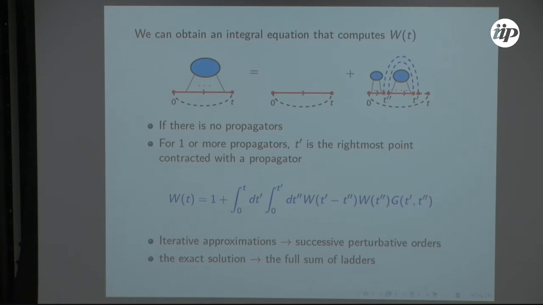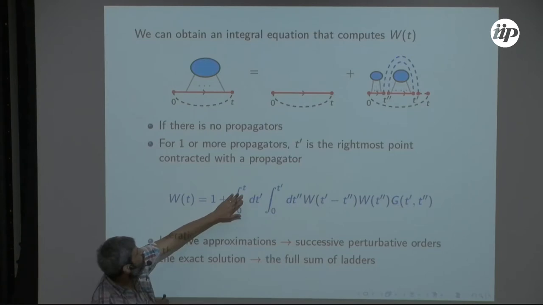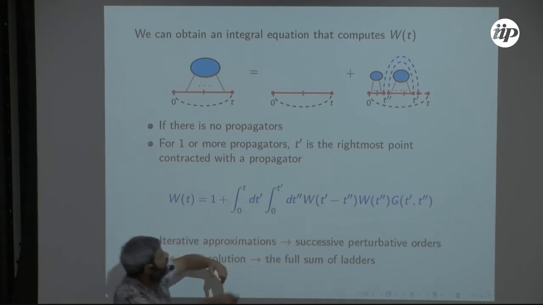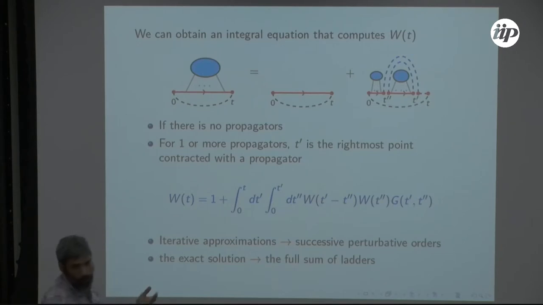If you are able to solve this integral equation, you compute the expectation value of this Wilson loop by taking specific values of t if you want. So what you can do is iterative approximations. For instance, to leading order, you can say that W is 1. Then you put 1 here and get a first correction, and then you can go on and on. In the same fashion, you always solve an integral equation. If you somehow manage to solve this exactly, what you are getting is the complete sum of all possible ladder diagrams to this expectation value, right?